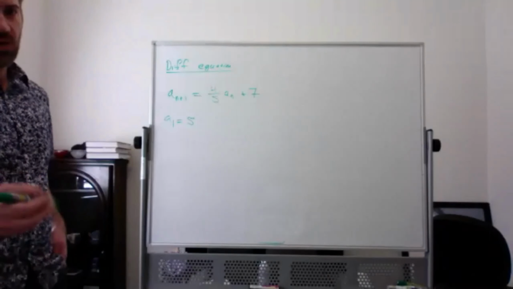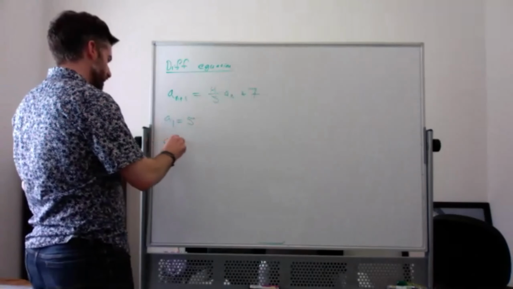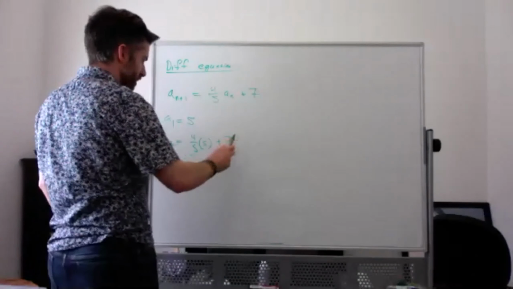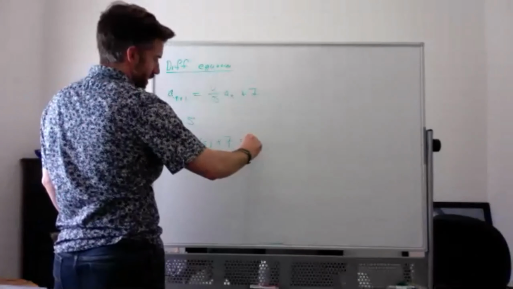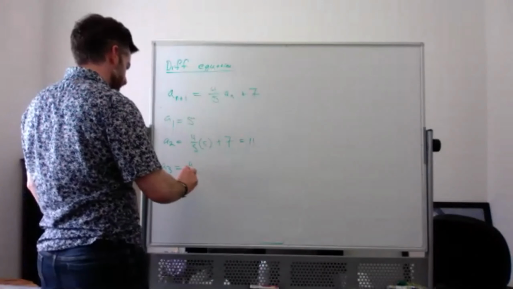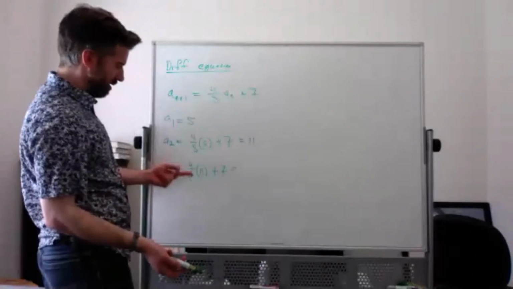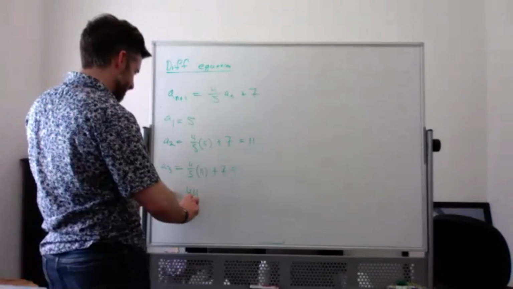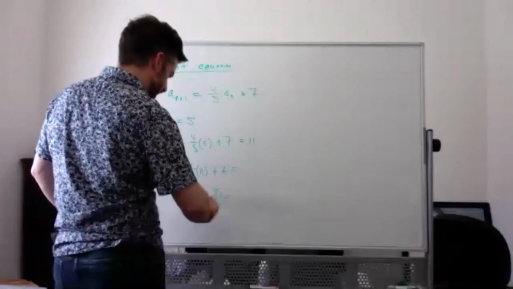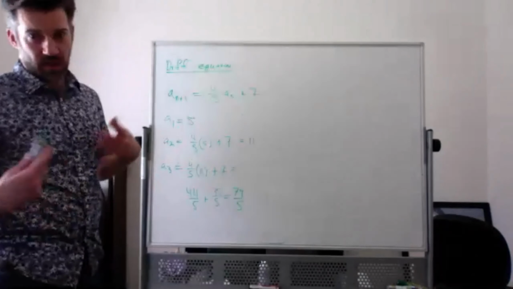While you could find more values, like if a sub 1 is 5, a sub 2 is 4/5 times 5 plus 7, which is 4 plus 7, which is 11. And then a sub 3 would be 4/5 of 11 plus 7, which is not very nice. It's 44/5 plus 7, which is 35/5, and you get 79/5. And then you plug that back in, and you keep going.